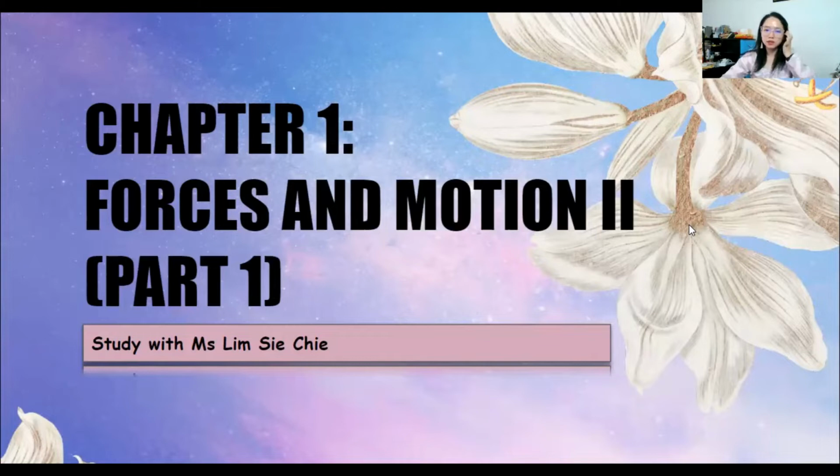Now, Forces and Motion, why is it part 2? Because you learned it when you were in Form 4 last year. I do not know how much you remember about that topic, but this year, Forces and Motion 2 will go deeper compared to last year. Last year, whatever you learned about forces and motion was just a very basic idea on what is force and what is motion.